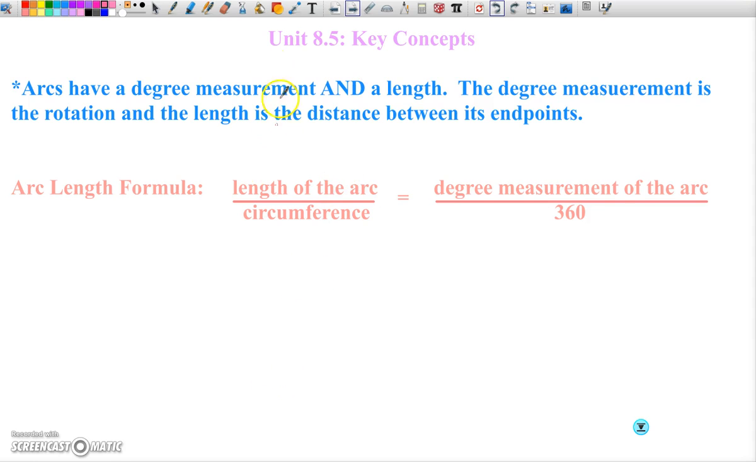The last bit of this lesson would have to do with arcs and how to find arc length. So they have a degree measurement, but they also have a length, meaning if you could straighten them out, how long would they be? So remember, the degree measure is the rotation, and then length is how far apart your endpoints are. So this formula you're going to use every single time. You take the length of the arc and divide it by the circumference, and then you take the degree measurement of the arc and put it over 360.